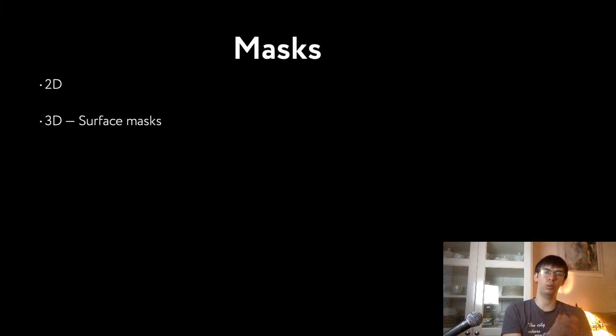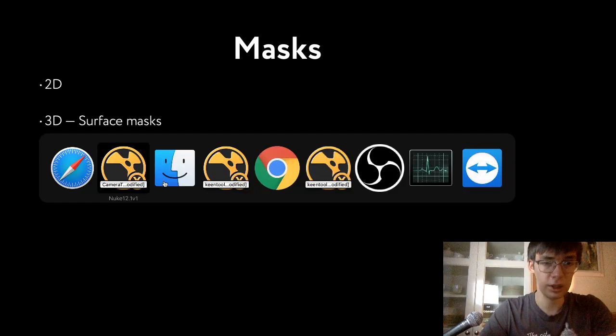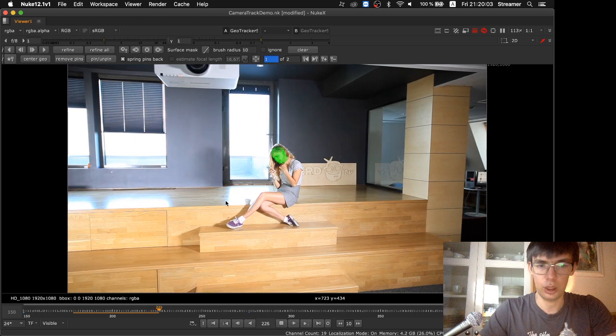So we need to discuss masks a bit. The last input is mask, and there are actually two different masks in GeoTracker. One is a two-dimensional mask and the other one is a three-dimensional mask. So what is a 2D mask? It's just an ordinary rotor node.